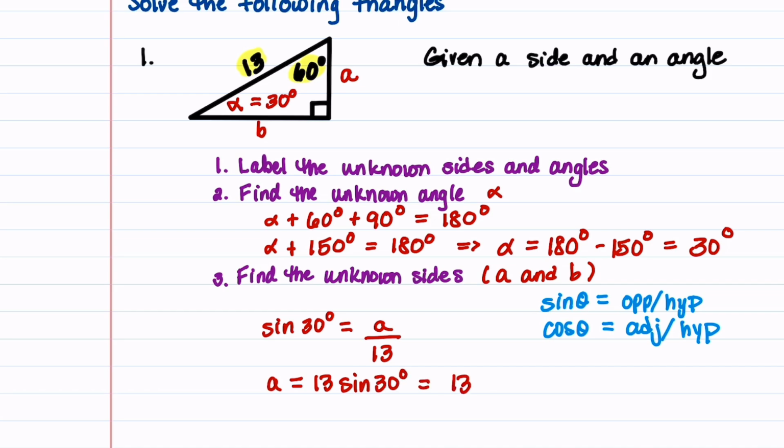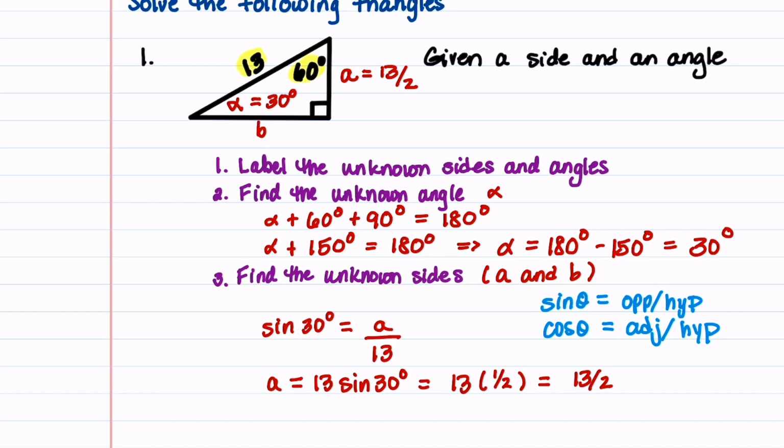And sine of 30 degrees is one of our special angles. I have a video on that if you'd like to see how we come up with the value for sine 30 degrees. But the value for sine of 30 degrees is 1/2. So this gives us 13 over 2. Let's add that into our diagram. So A is 13 over 2.